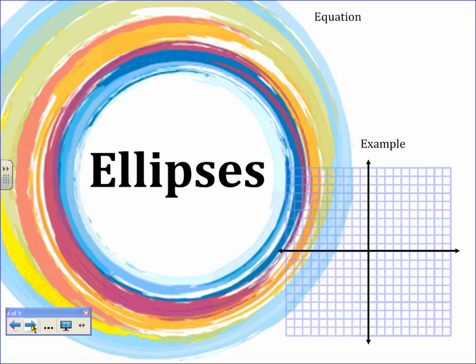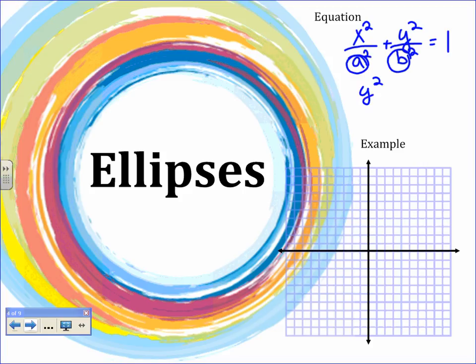Ellipses, not that much more difficult, okay? So it looks very similar to a circle in that we're still adding things together, only instead of x squared over r squared plus y squared over r squared equals 1, well, our radii are different, so we'll call them a squared and b squared, okay? So this is kind of like a is the radius in the x direction, and b is the radius in the y direction.